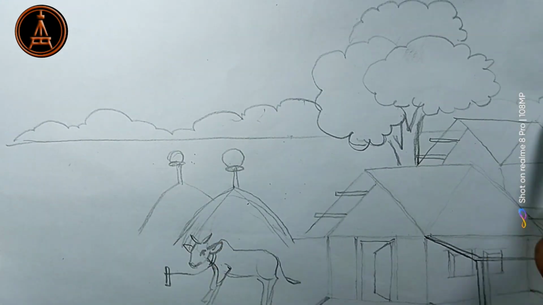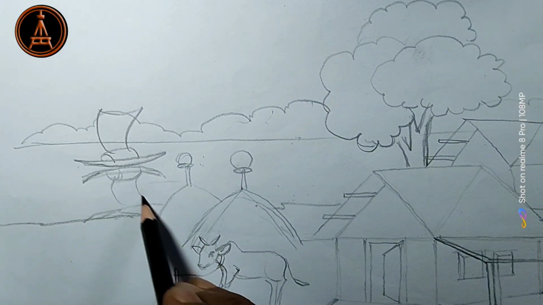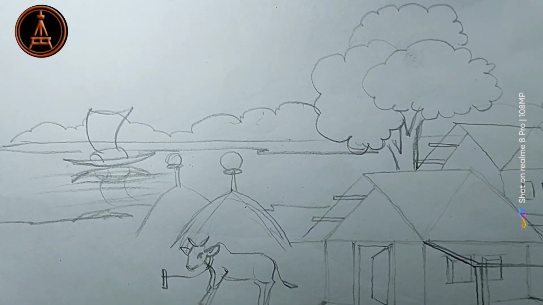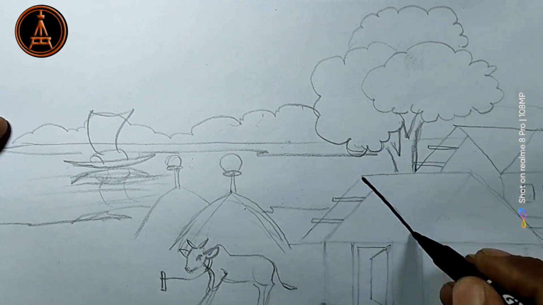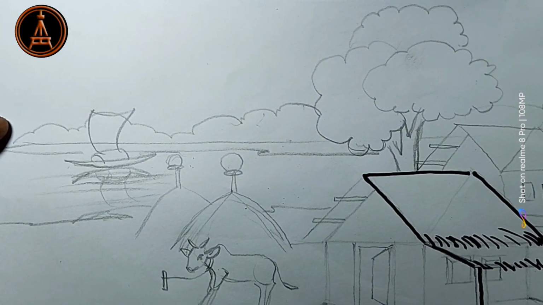Now draw the background scenery and riverside, a boat in its backside. Now create an outline of all the things.